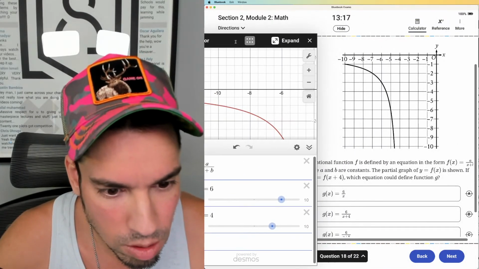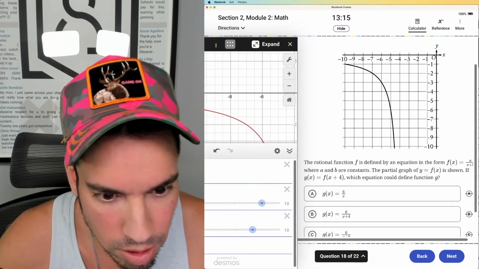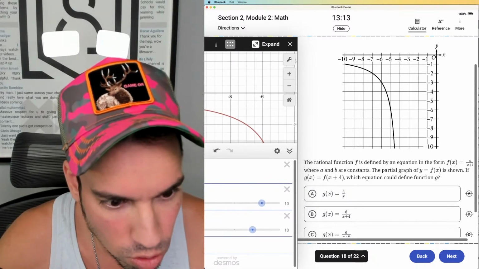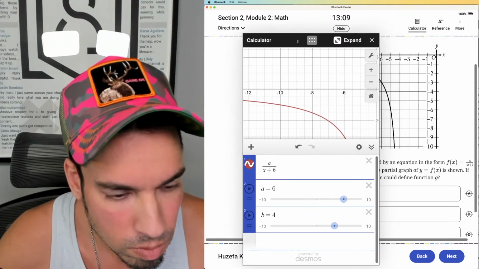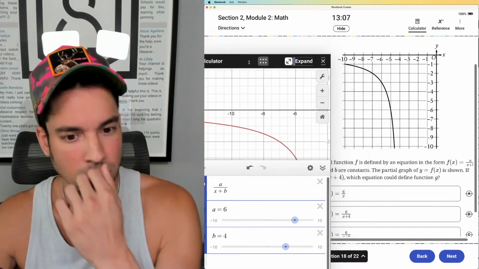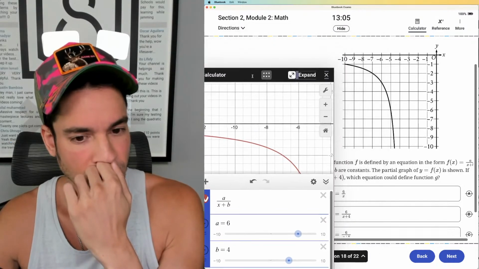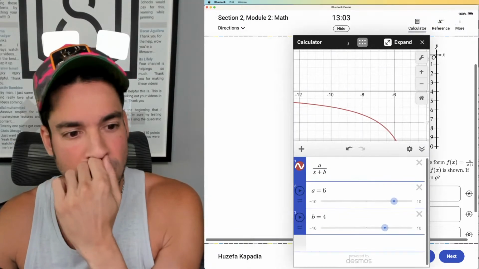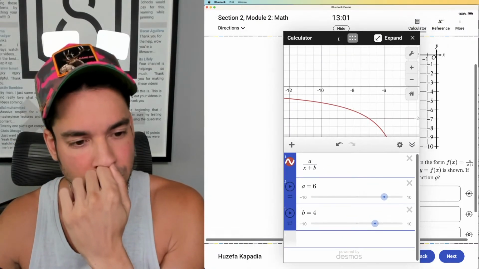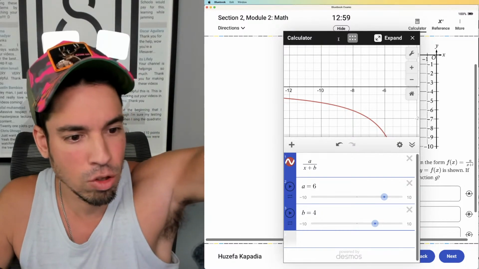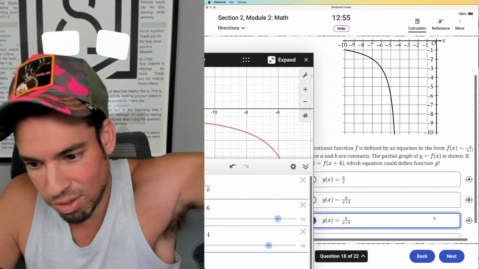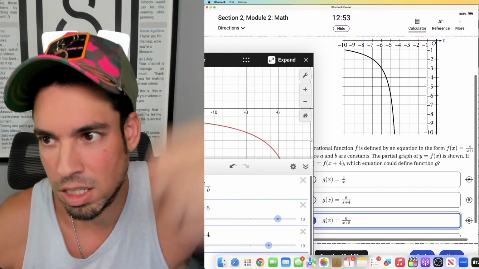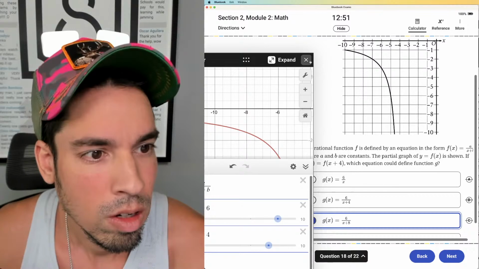Okay. And then which equation could define g? So f of x is shown, and then we want f of x plus 4. That means we plug in x plus 4 for x. So then it's 6 over x plus 8, which is C. I feel like we did that in Desmos. I'm going to count it. All right.